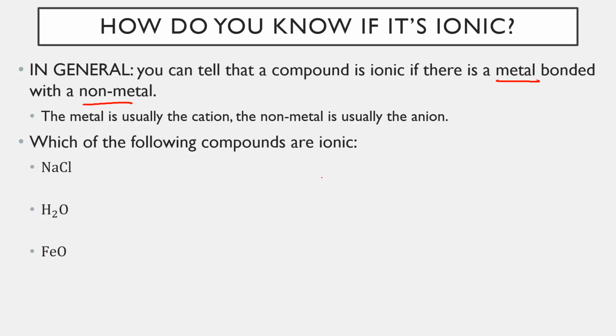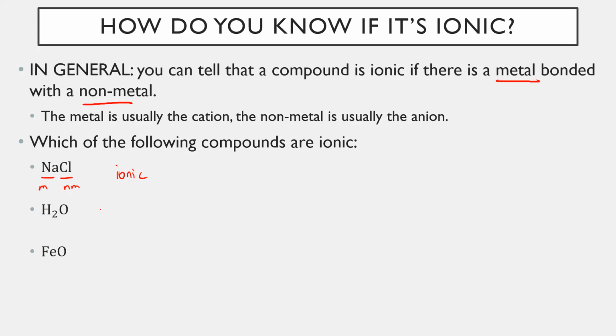Okay, I'm going to go over it together now. Hopefully you're able to find each of these. This first one, NaCl, sodium and chlorine. Sodium is actually a metal. Chlorine is a nonmetal. So a metal and a nonmetal, guess what? That's ionic. Perfect.